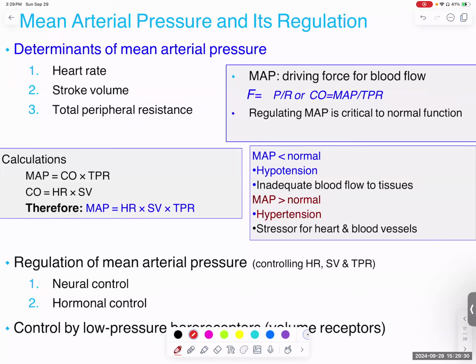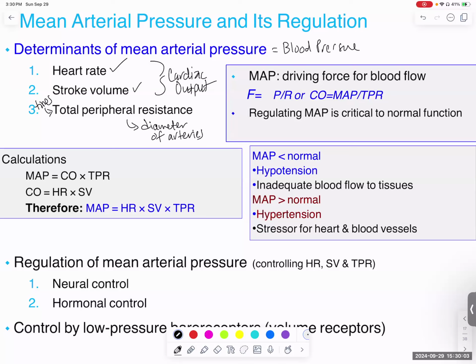So wrapping this up, kind of tying this up with a bow. Determinants of mean arterial pressure, which essentially is your blood pressure. Determined by heart rate and stroke volume, otherwise known as cardiac output, times total peripheral resistance, which is really controlled by the diameter of the arteries. Blood flow, also known as cardiac output, is determined by your mean arterial pressure divided by the resistance in the system, or total peripheral resistance.